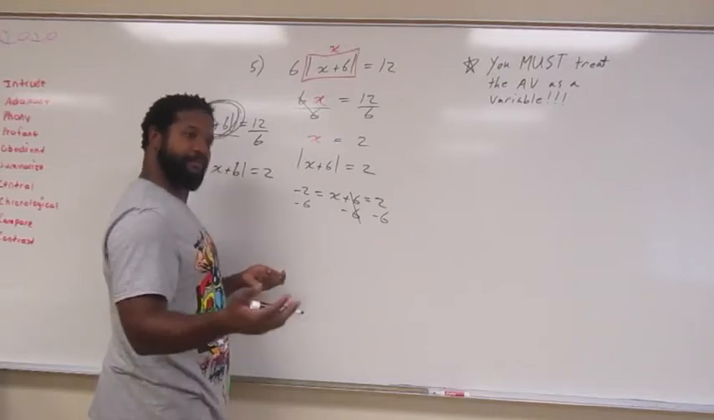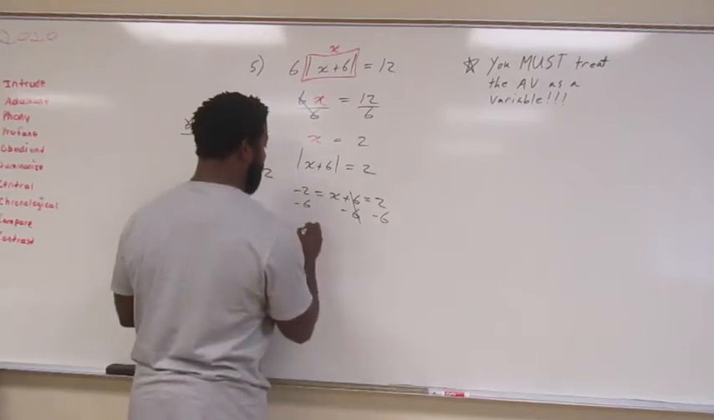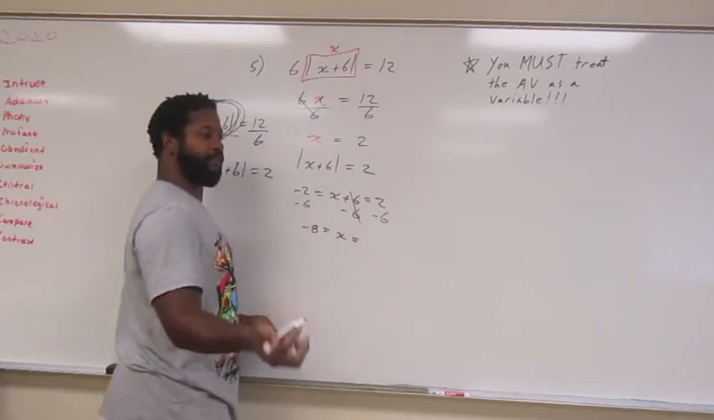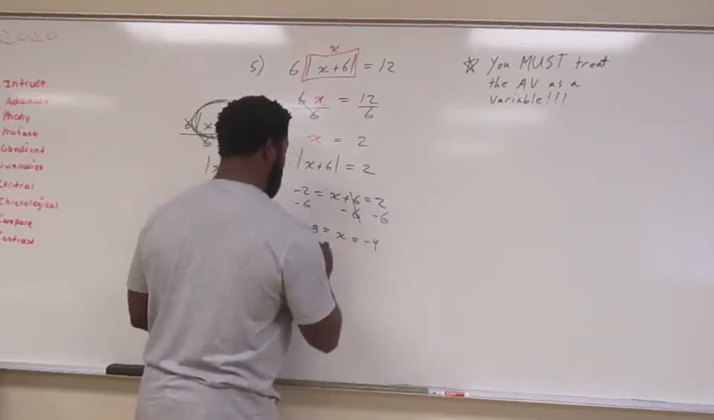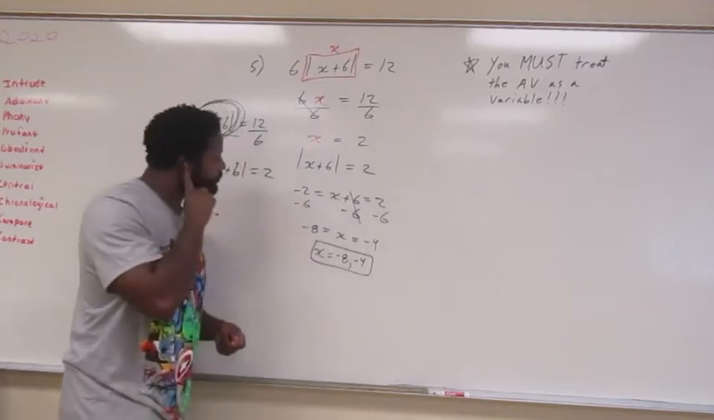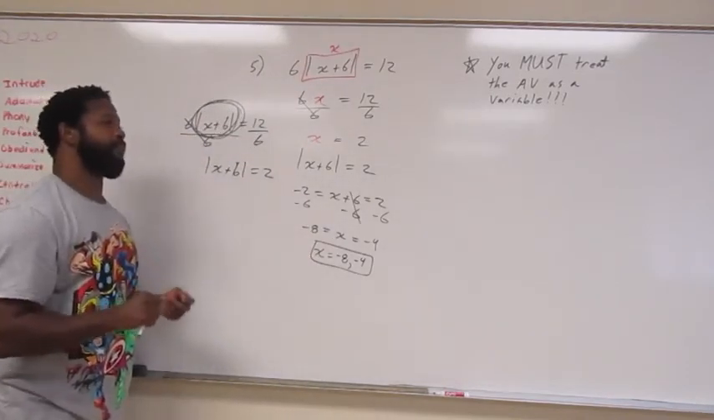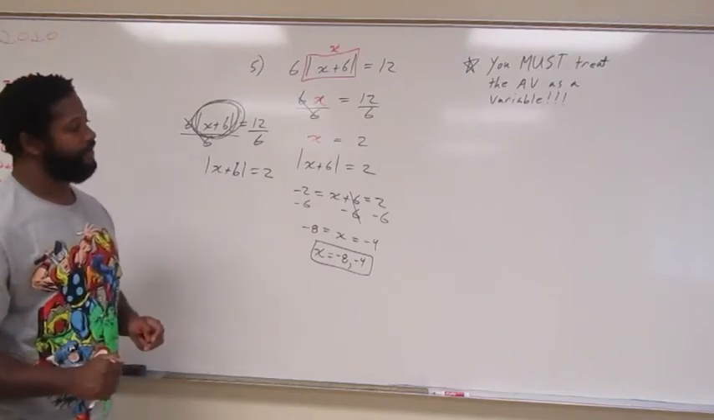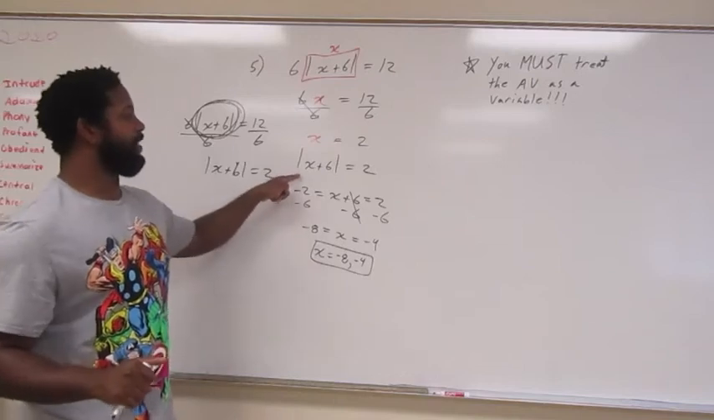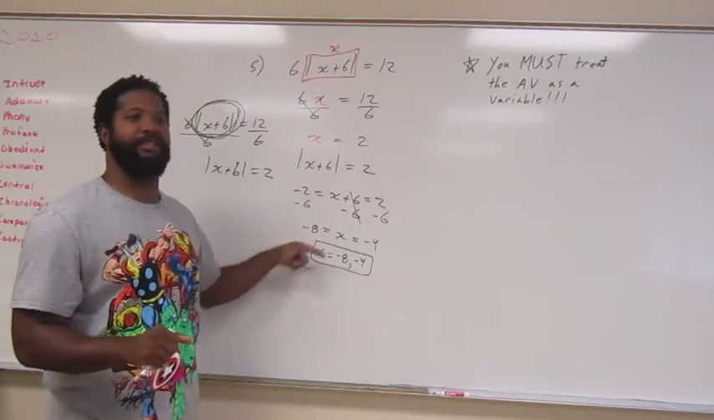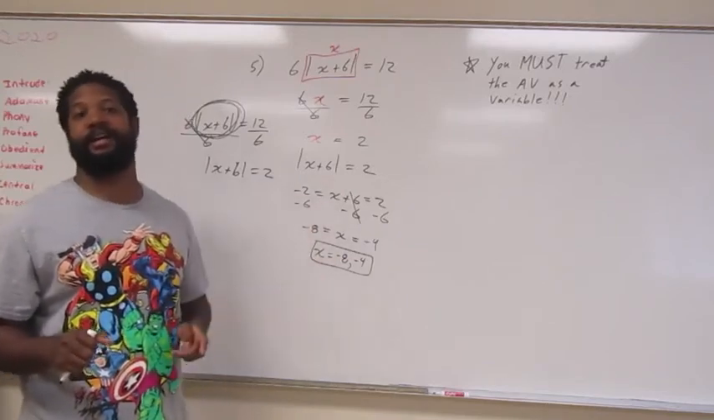Negative 2 minus 6 obviously is negative 8, which is equal to x, which is equal to 2 minus 6, obviously negative 4. So x is equal to negative 8 and negative 4. Okay? Your main goal is to get your absolute value by itself. Remember, when you get your absolute value by itself, then you're as good as gold, because it's going to be this type of situation every single time, okay?